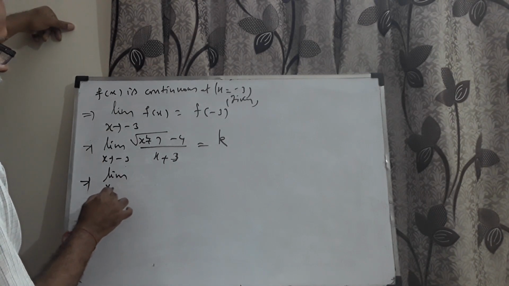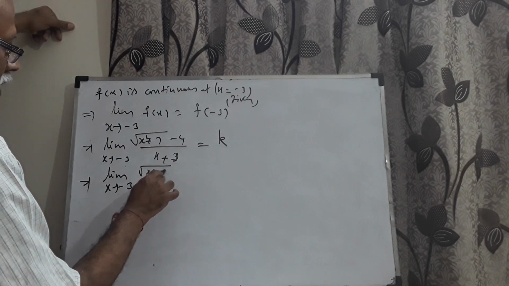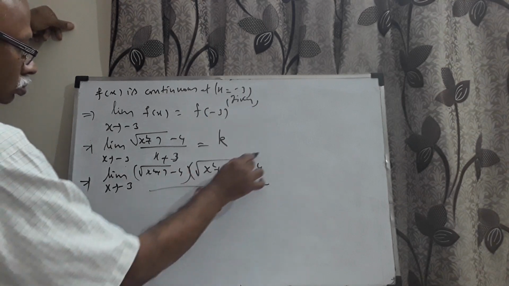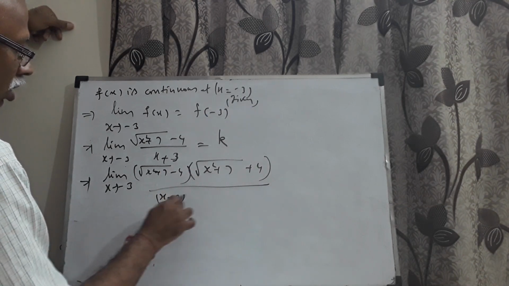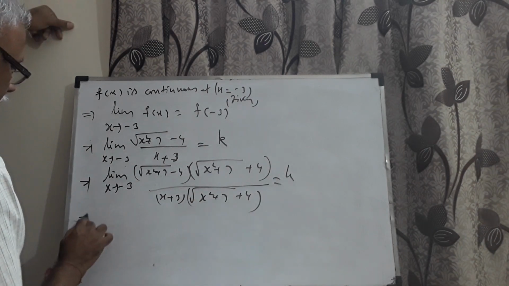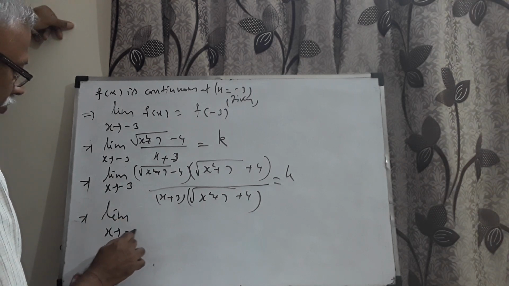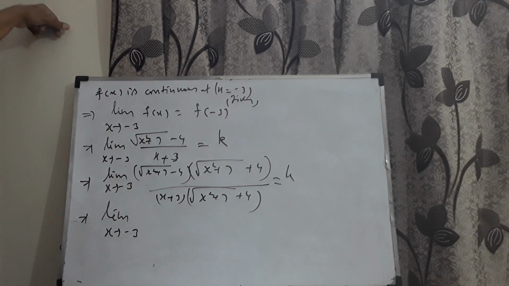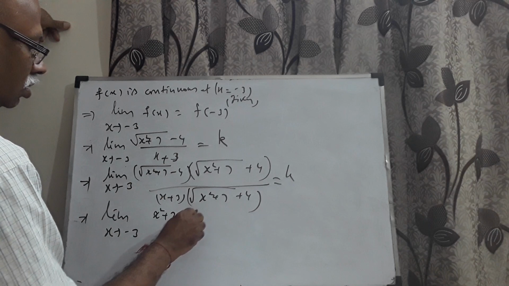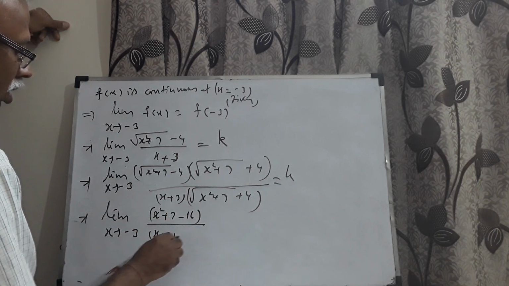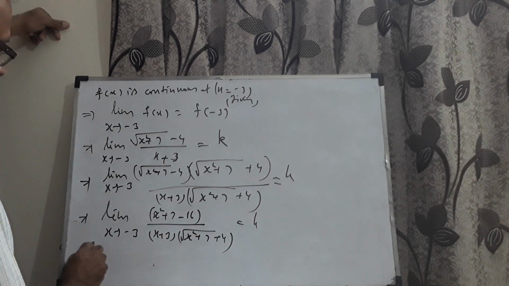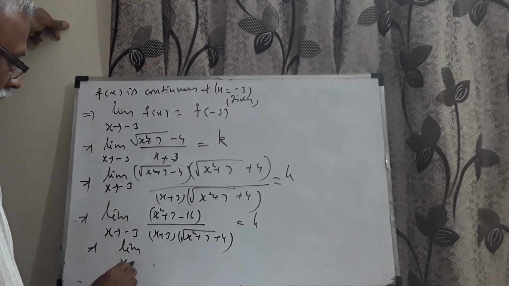Now what I will do is multiply and divide by root of x square plus 7 plus 4. So, x plus 3 into root of x square plus 7 plus 4 is equal to k. Keep on writing, which will imply limit x tends to minus 3 of, now apply a plus b into a minus b in the numerator. This becomes x square plus 7 minus 16 divided by x plus 3 into root of x square plus 7 plus 4, which is equal to k.